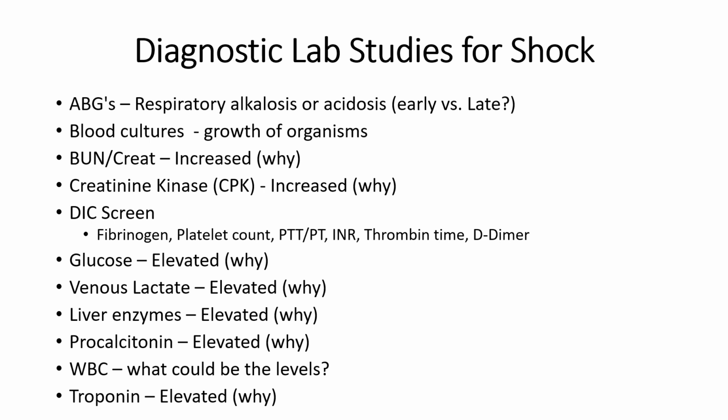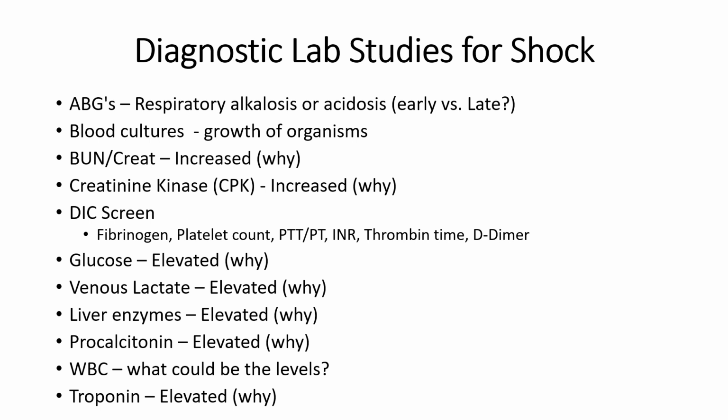It's in response to the release of cortisol, right? So we're having a stressful situation in all different types of shock. Our stress is increased, meaning our cortisol is going to increase, meaning that our insulin is going to be insensitive, and we're going to have high glucose levels. Venous lactates, those are going to be increased. Why is our venous lactates going to be increased?